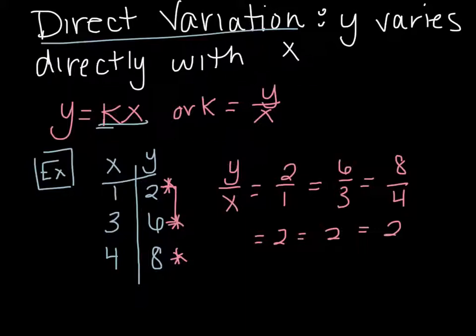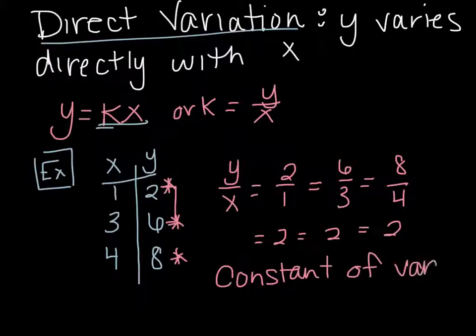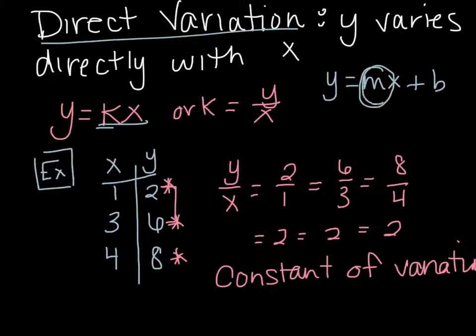Hopefully what we noticed here, when they're all the same, is that it has a direct variation, or a constant of variation. Another way you might see it is constant of variation. I know you've seen this, y equals mx plus b. If I asked you what this m represents, hopefully you can tell me that's the slope. When I have a constant number, I have a constant slope. Therefore, k is just like my slope.